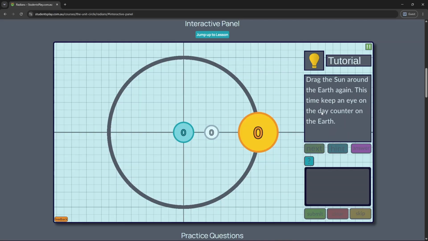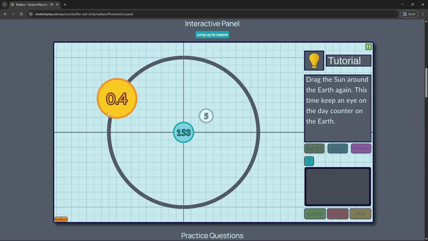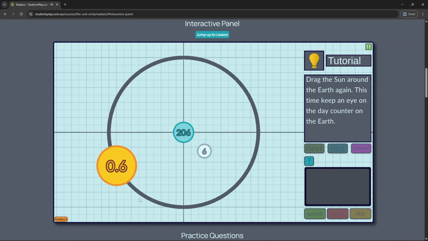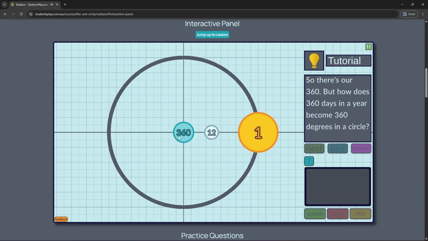All right, drag the sun around the Earth again. This time keep an eye on the day counter on the Earth, okay? All right, well the Earth one's going much quicker. Okay, keep going. And by the time we hit here, halfway, we've got 180 days on the Earth. There we go, that's perfectly halfway there. Okay, and then we keep going. And we're like 3/4 of the way through the year now. And then we keep going all the way up to here, and 360 days.